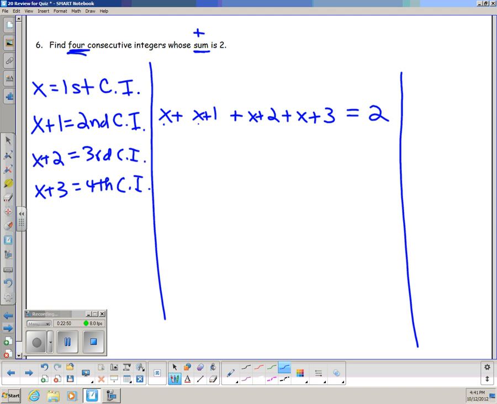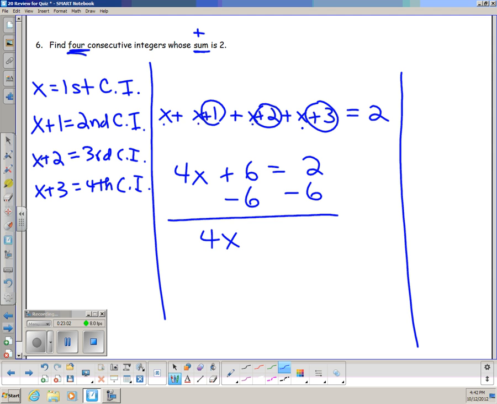So I have x plus x plus x plus x, which is 4x. I have 1 plus 2 plus 3, which is 6, equals 2. Subtract 6 on both sides. I get 4x equals negative 4, divided by 4, and x is negative 1.